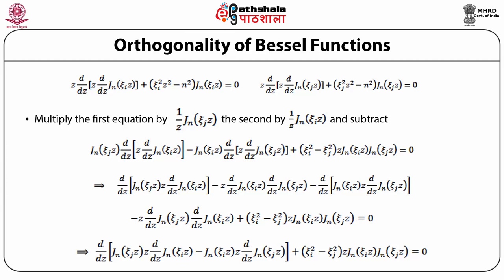This is equal to 0. Or equivalently we may obtain d/dz of (Jn(ξj z) d/dz of Jn(ξi z) minus Jn(ξi z) multiplied by z d/dz of Jn(ξj z)) plus z Jn(ξi z) Jn(ξj z) (ξi² − ξj²) will be equal to 0.